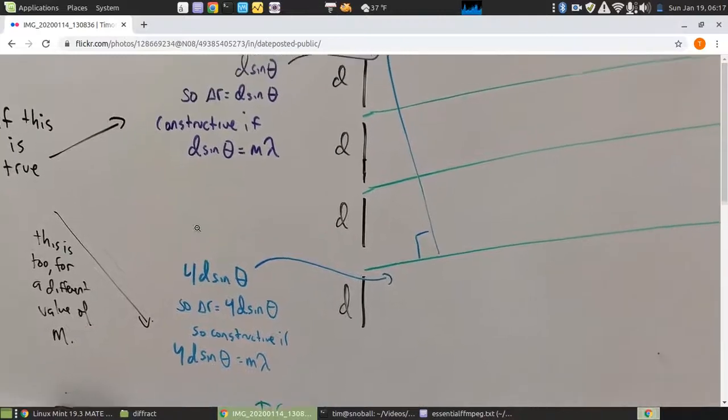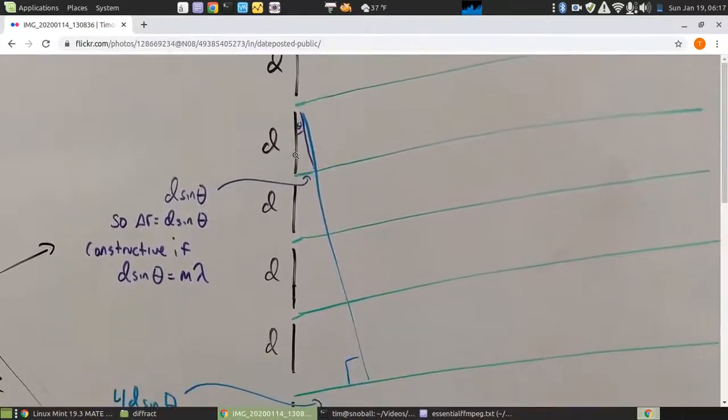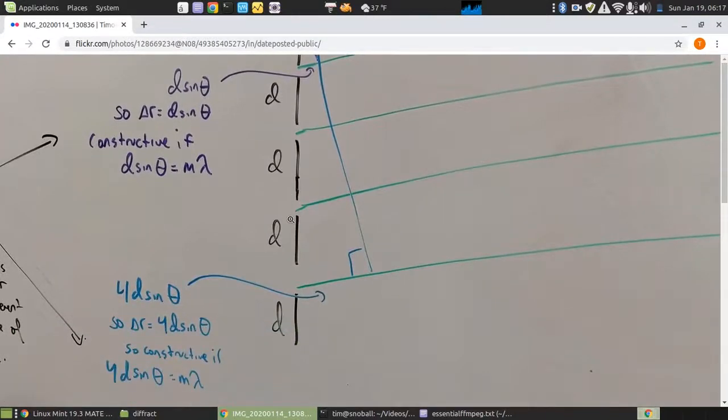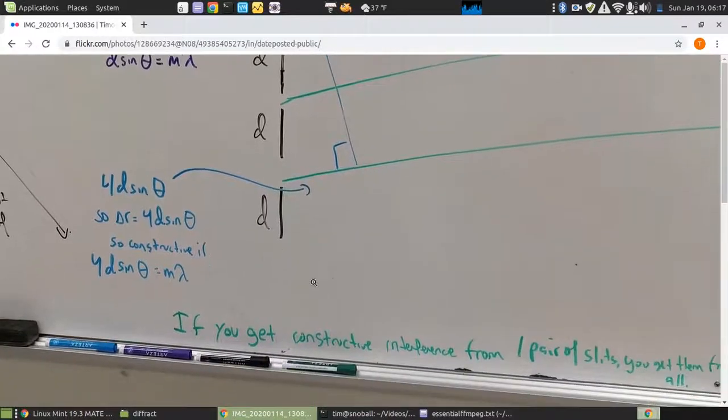So if you get constructive interference from a consecutive pair of slits for a certain wavelength, you're going to get constructive interference from lots of slits. And that's going to leave bright fringes on the screen. Let's see what those look like in real life.